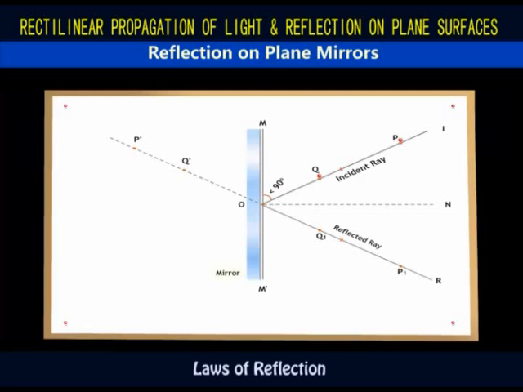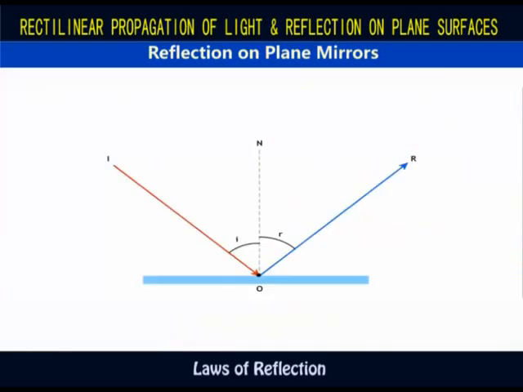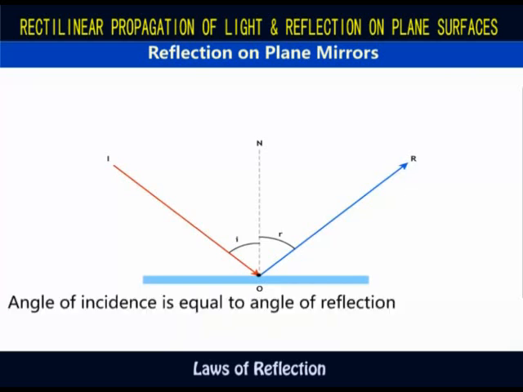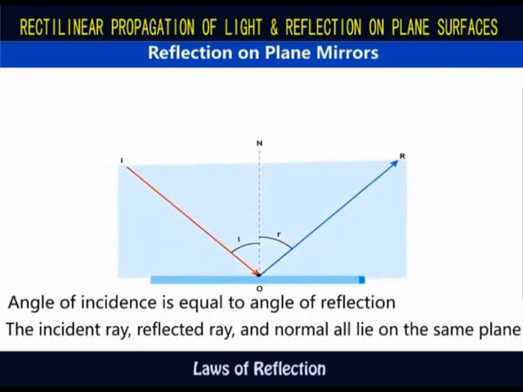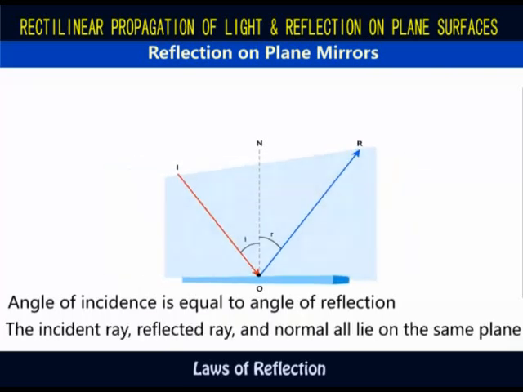If you measure the angle of incidence I and the angle of reflection R, you will find that they are equal. P, Q, P1, Q1, N and O all lie on the same plane. And so in general, the experiment shows that the angle of incidence is equal to the angle of reflection. The incident ray, the reflected ray and the normal all lie on the same plane.